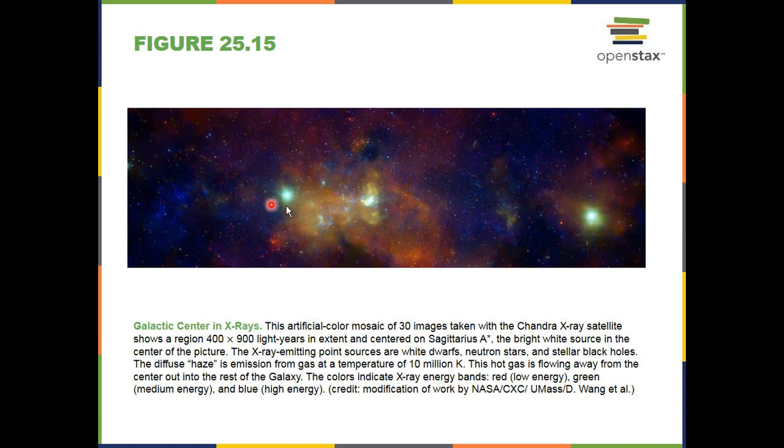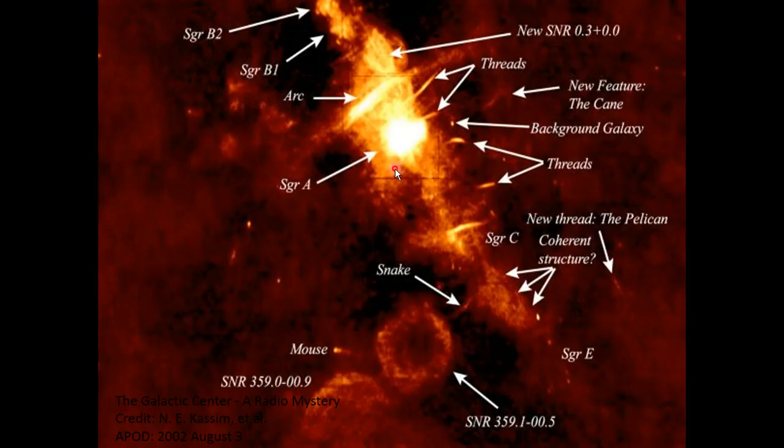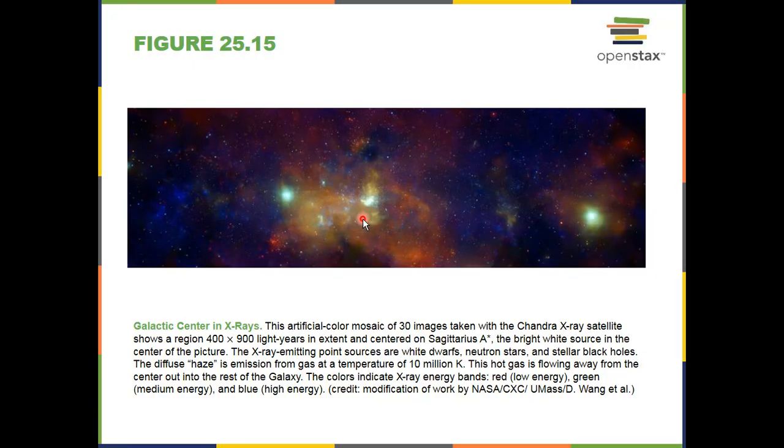Here's the same view. This central point correlates with the one we're talking about here. This central point is the center of the galaxy. But this is all in a small area around the center. And there's lots of X-ray sources, lots of white dwarfs, lots of neutron stars, lots of stellar black holes, and lots of clouds of gas and stuff around.